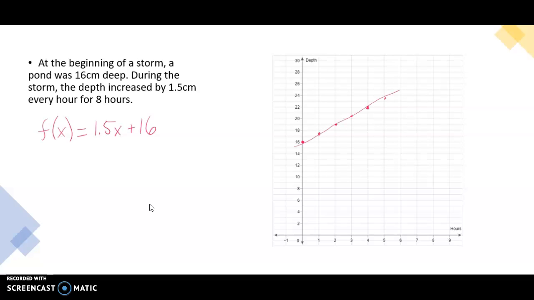So make sure you guys know how to write these. That is not a straight line, sorry guys. Make sure you know how to write these as functions. Okay, so linear functions, and it'll make your graphing a lot easier. Let me know if you have any questions.